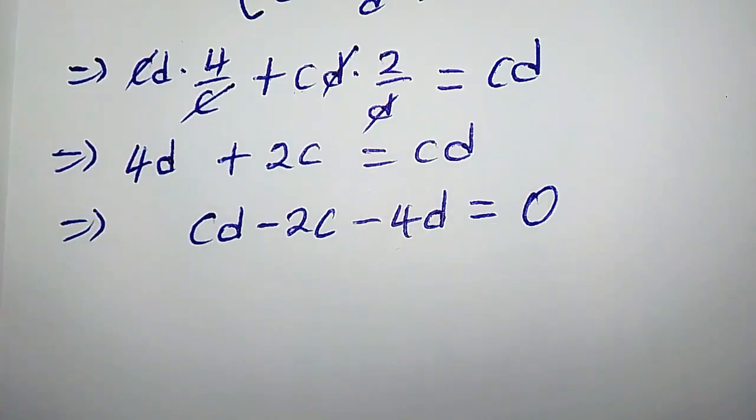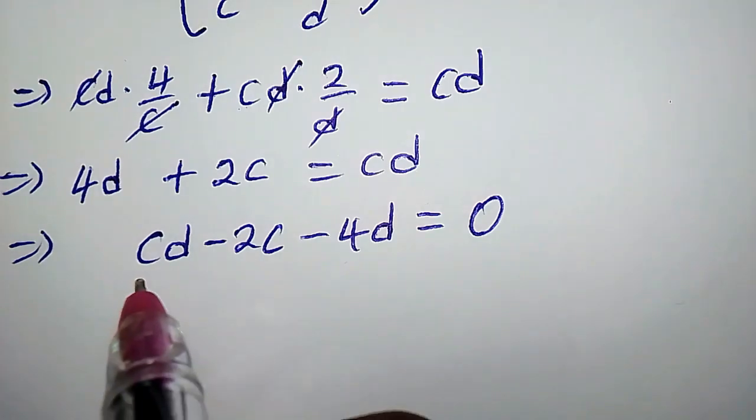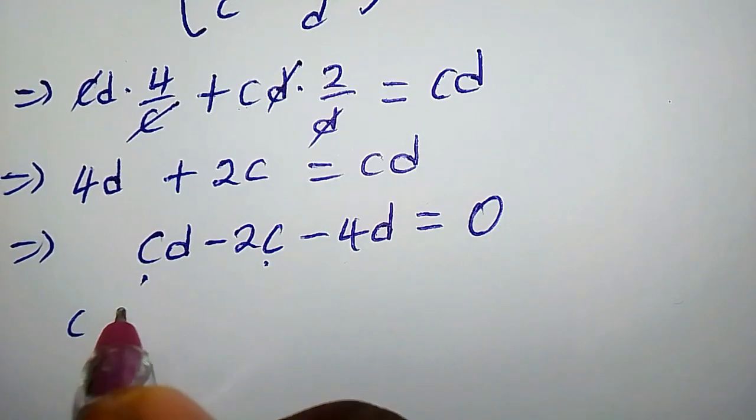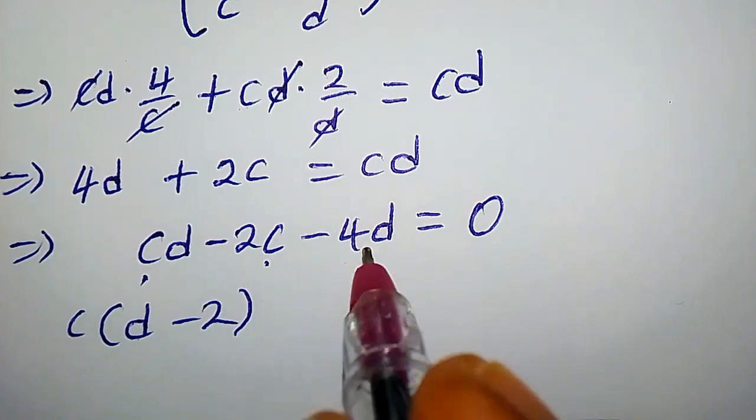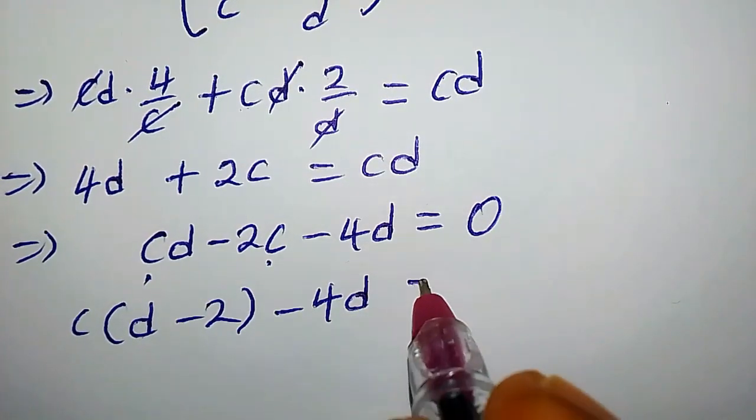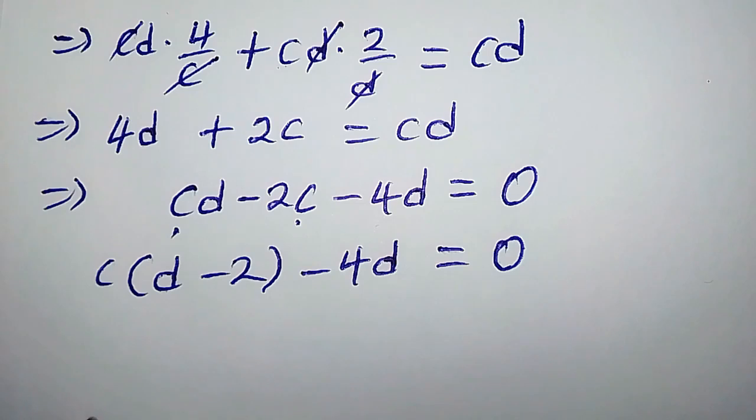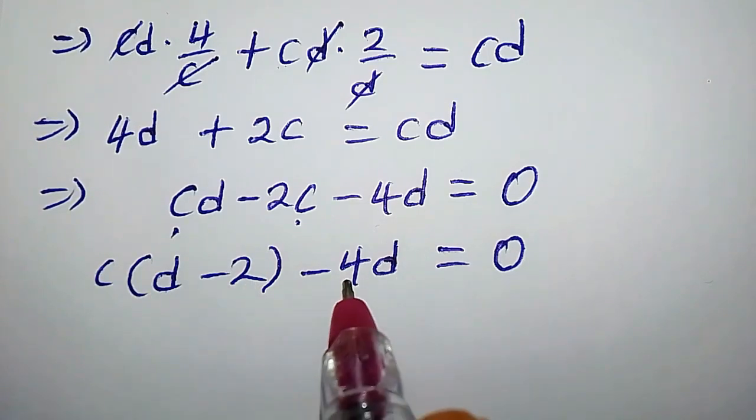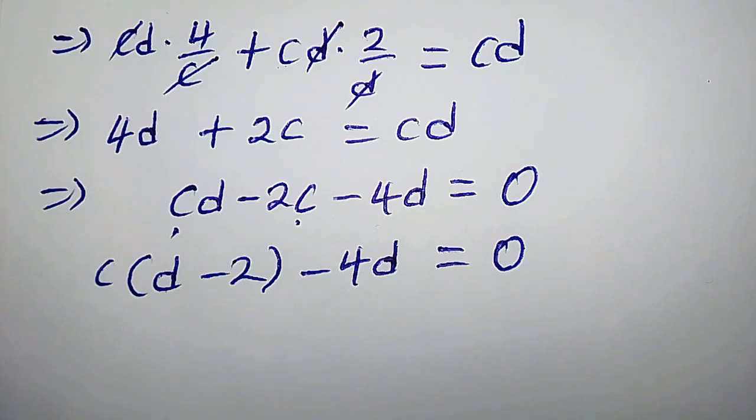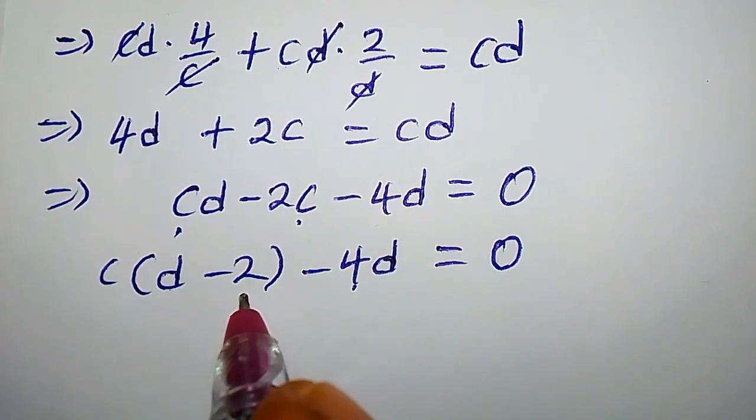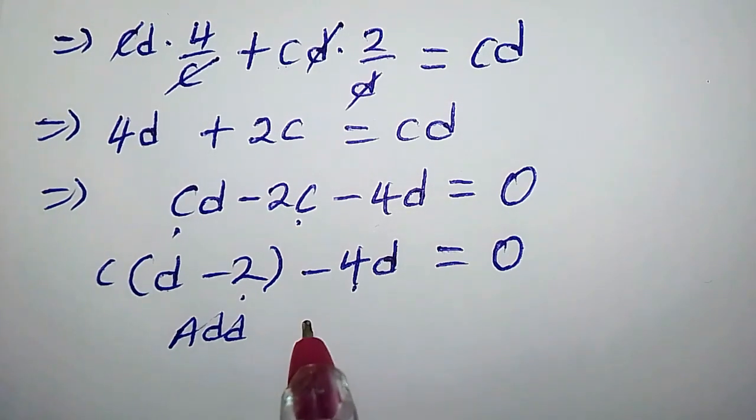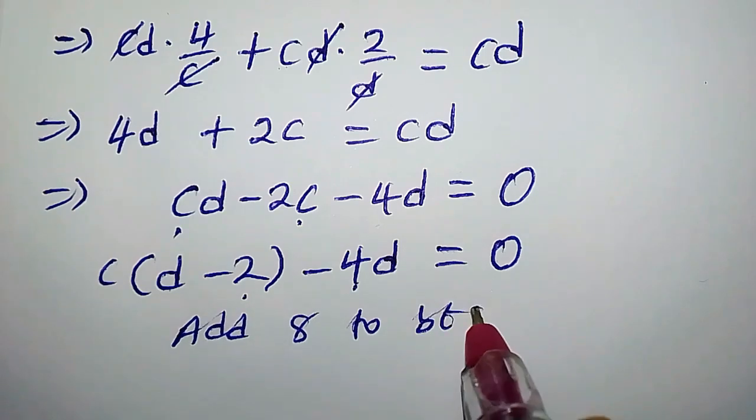Let's proceed further. You will notice here that C is the common term. We can factor it out. So we have C into D minus 2 minus 4D equal to 0. Now, suppose we want to factor out D minus 2 from this left hand side. What do you think we should do? We have 4 here. We also have 2 here. 4 times 2, that is 8. So let us add 8 to both sides.